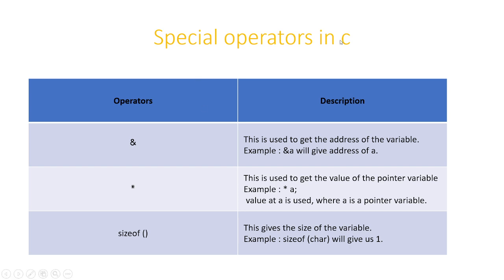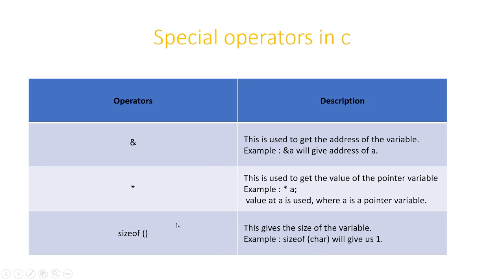And special operators are also used in C. They are ampersand, that is the address of operator, and asterisk, that is the value at operator, where these two are used along with pointers. And sizeof is also an operator, which gives the memory occupation of the variable. For example, sizeof char gives us the answer 1. That means a character occupies 1 byte of memory in the memory unit.